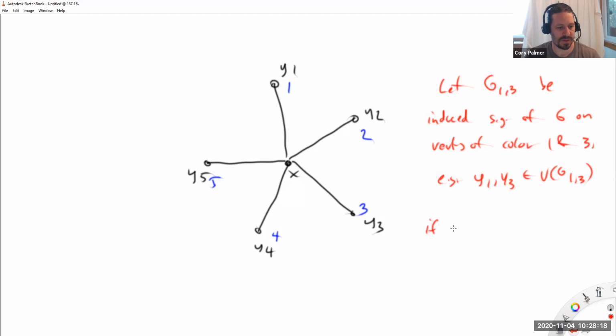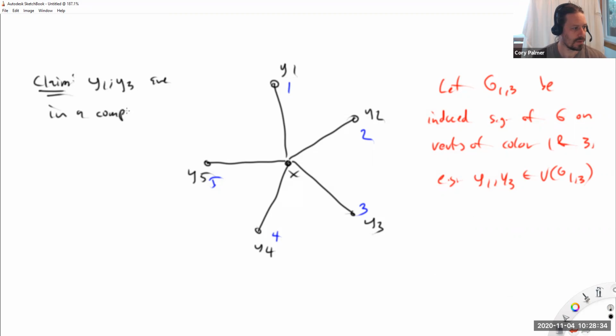So now the first thing is an observation, or claim. I claim that Y1 and Y3 are in a component of G1,3, okay? So they're connected to each other by some kind of path. Why is that? If not, I'm going to prove this by picture. Suppose Y1 and Y3 are both in graph G1,3, but suppose they're in different components. We use the same reasoning we used in the proof of Brooks's theorem.